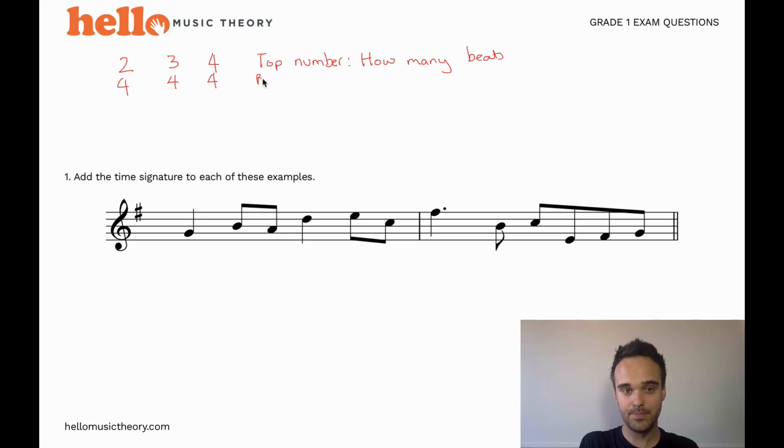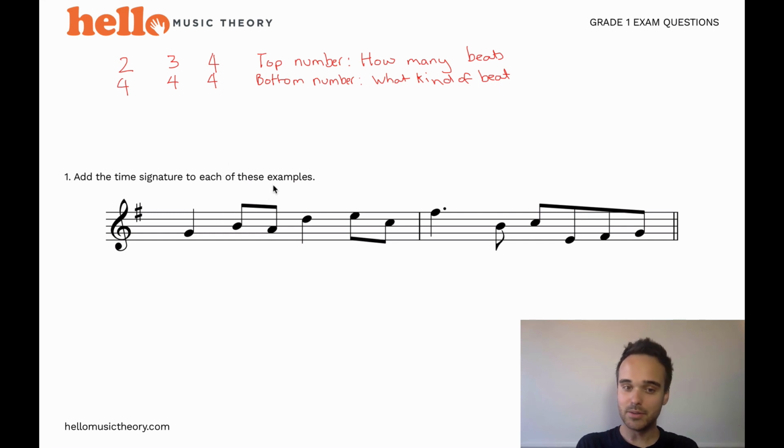And the bottom number in a time signature represents what kind of beat we're talking about. What do I mean by what kind of beat? Is it a crotchet beat, which is represented by the number 4? Is it a minim beat, which is a number 2? Is it a quaver beat, number 8? But for Grade 1, you only need to worry about 4s. And it's a 4 because 4 crotchets go into one semibreve.